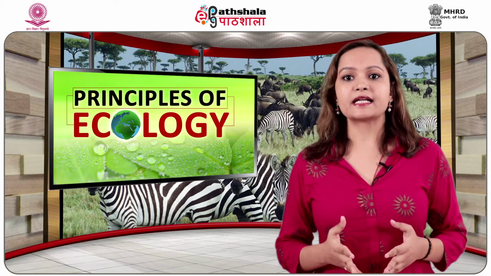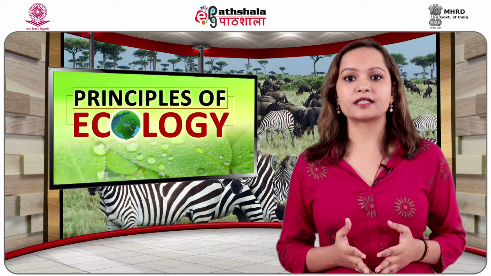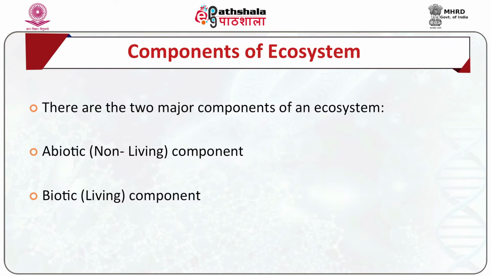Now we know about the components of the ecosystem. Living organisms and their non-living environment are inseparable and interact with each other in an ecosystem. Therefore, they constitute the two major components of the ecosystems, abiotic and biotic components. Abiotic means non-living components and biotic means living components.